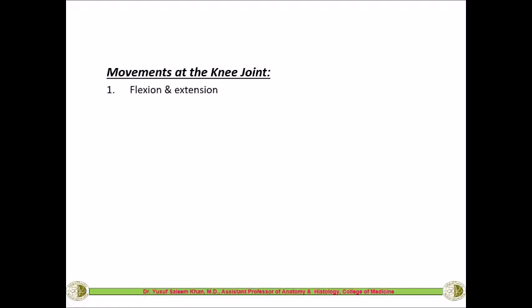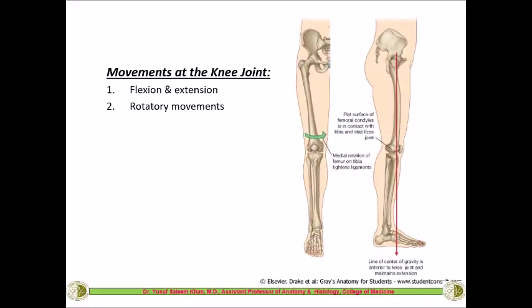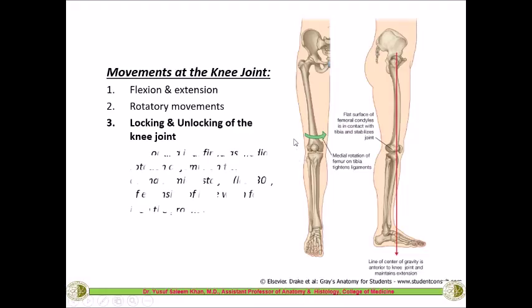Coming to the movements at the knee joint, there are two important movements. One is the flexion and extension, and there is the rotation movement. The rotation movement is the locking as well as the unlocking of the knee joint over the fixed tibia. So this is the rotation movement, where we can see the medial rotation of the femur on the tibia. So this is called locking, and the opposite movement will be the unlocking of the knee joint.